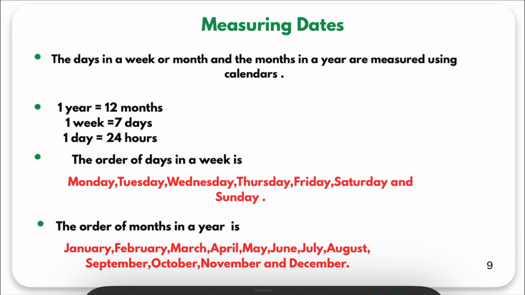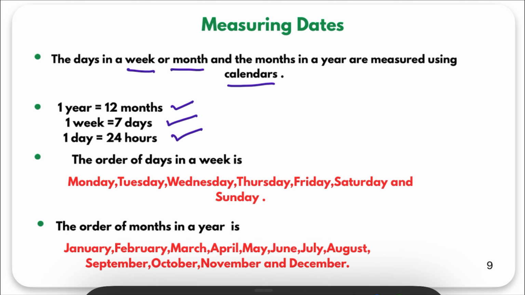To solve the questions regarding measuring dates, you have to know these things. The days in a week or month and the months in a year are measured using calendars, isn't it? We use a calendar to know the details about a week or about a month. Coming to the next point, 1 year is how many months? It is 12 months. 1 week is how many days? It is 7 days.